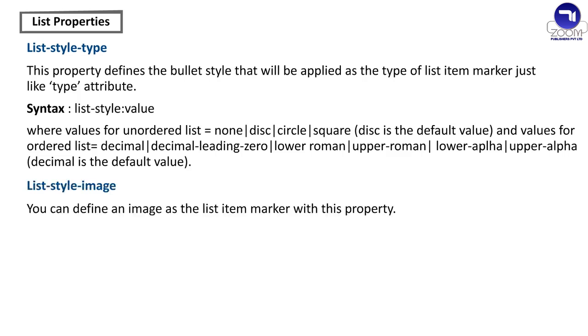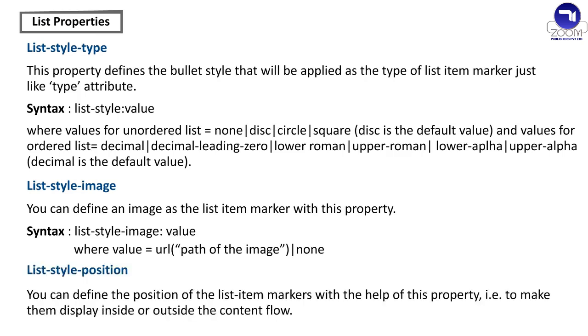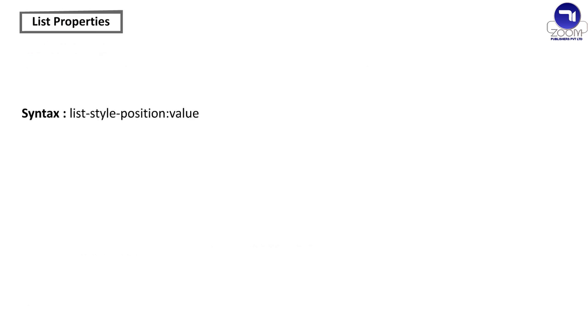List style image. You can define an image as the list item marker with this property. Syntax: list-style-image value, where value is the URL path of the image or none. List style position. You can define the position of the list item markers with the help of this property, that is, to make them display inside or outside the content flow. Syntax: list-style-position value, where value is inside or outside.